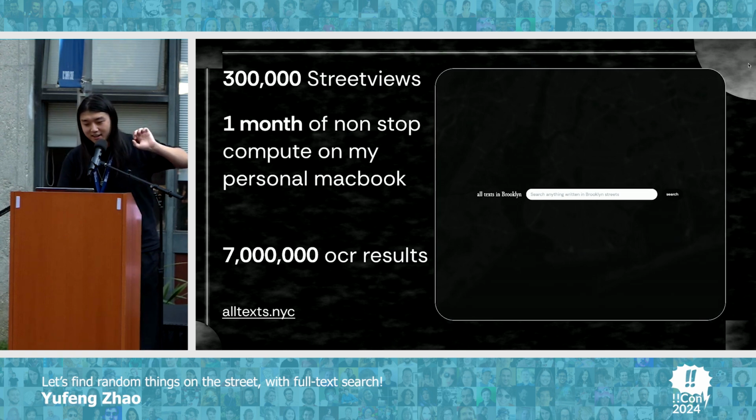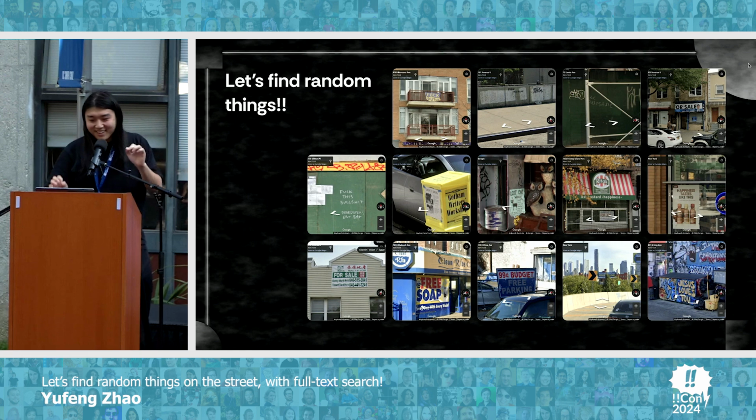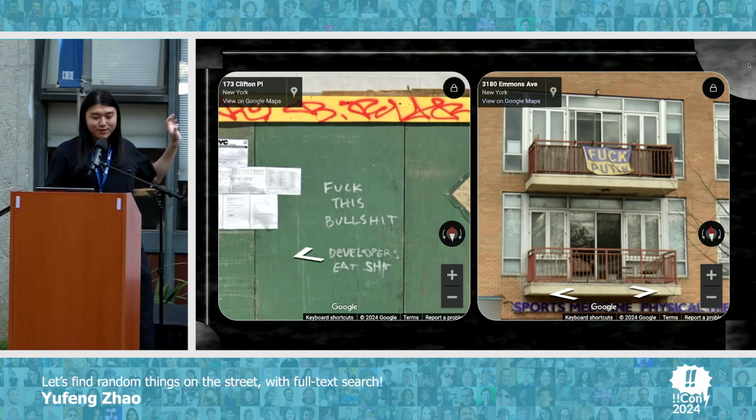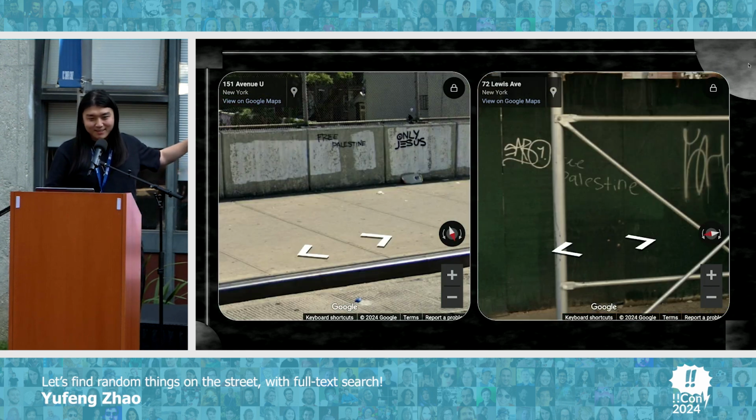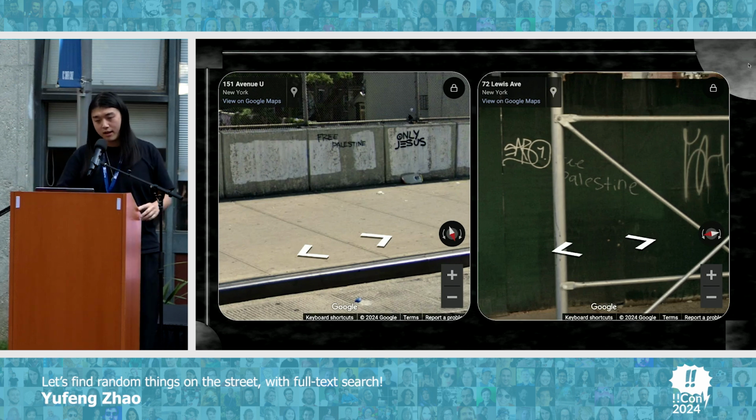plural.nyc. Let's find some random things. I have a few interesting ones prepared for you. If you search fuck, you get fuck this bullshit and fuck Putin on the right one. And along that line, free Palestine signs on these two. There are a lot of writings that you can recognize and will be otherwise impossible to search on the internet, on the street. And you can search it with this search engine.